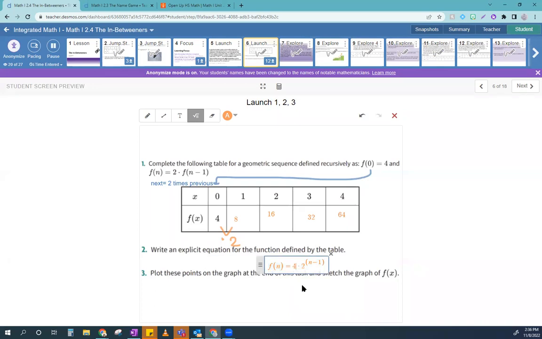Shoot, not 4. Why did I put 4? My bad. I put 8. 8. Is that right? Yes, that's correct. Sorry, it's 8 times 2 to the n minus 1.